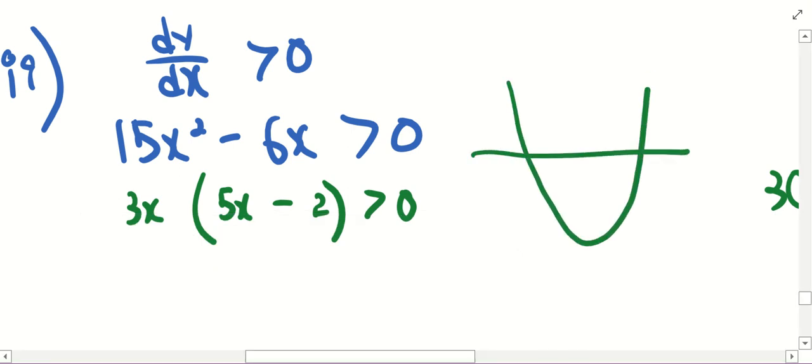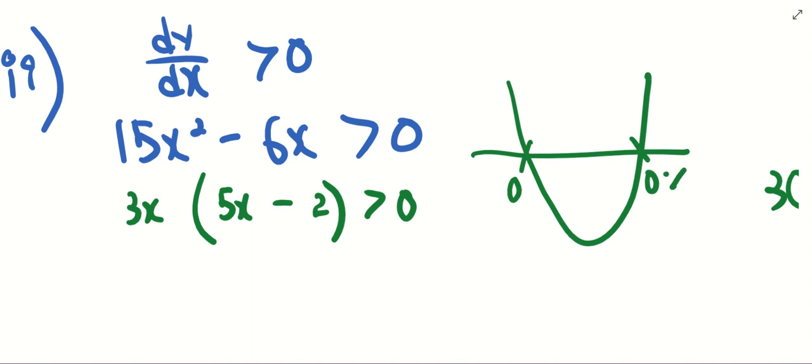I need to find the critical values. What do I mean by critical value? Equate 3x equals 0, 5x minus 2 equals 0. What are the two critical values we get? We will get 0.4 and 0. Am I right? So, write the smaller number on the left, bigger number on the right. So, these are the two critical values. Of course, you can press the calculator if you want to.